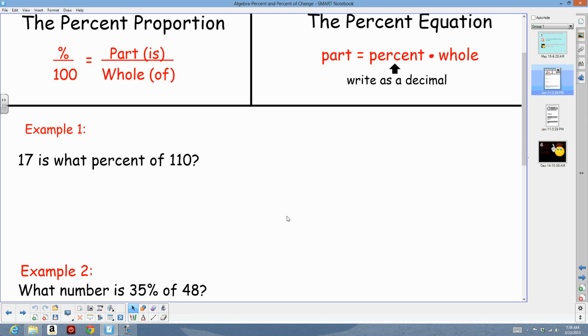So our first example, 17 is what percent of 110? I'm going to start out by using the percent proportion. Since we don't know the percent, I'm going to put a P over 100. I use a P so that way I remember in the end I need to put a percent sign on my answer. So P over 100 equals 17 is going to be the part, and then of 110, that's the whole.